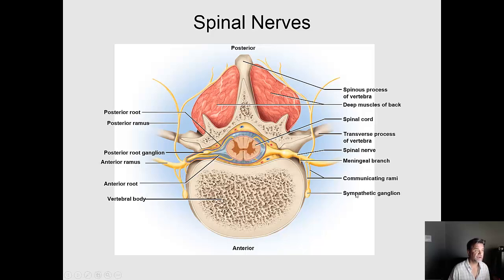All right. There are also a couple of structures here that will be important later on in A&P 2, the very first chapter. These things are called communicating rami, and we'll discuss those in much more detail in A&P 2. Don't worry too much about these two structures yet. But right here, the anterior branch or ramus versus the dorsal ramus.